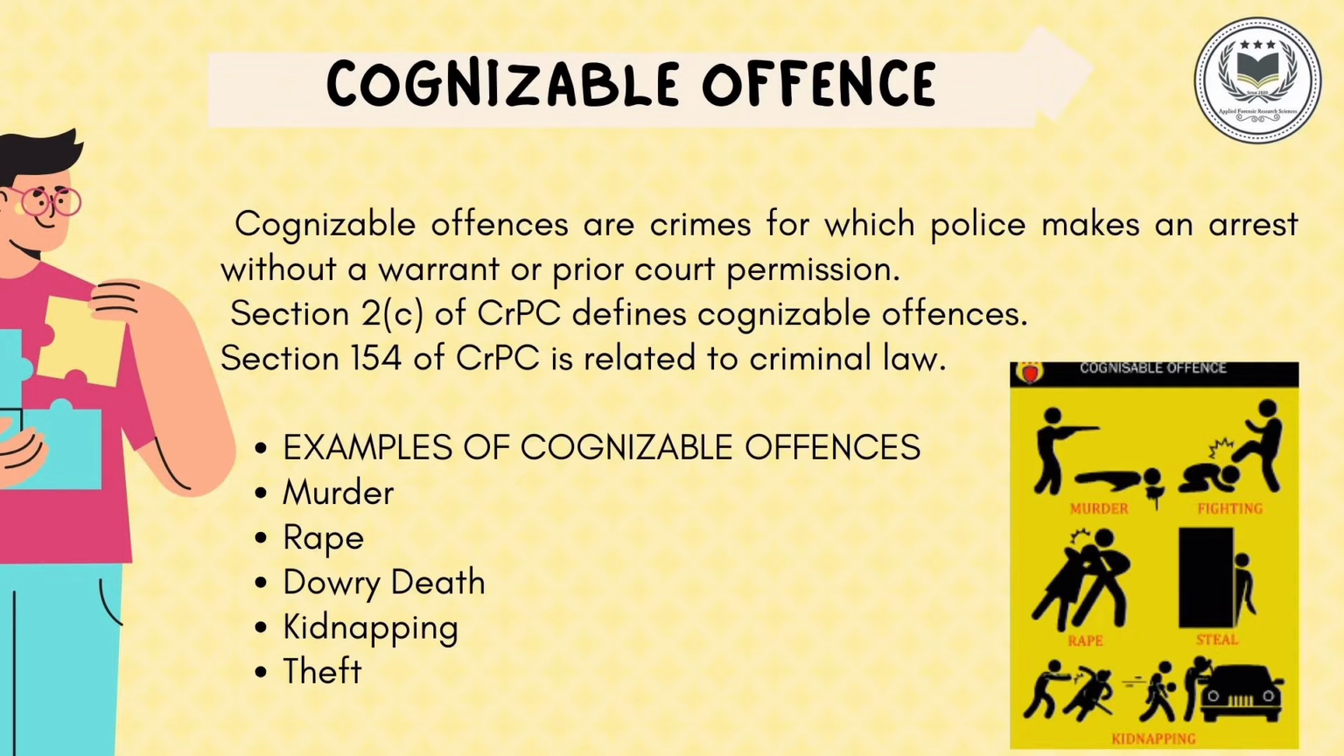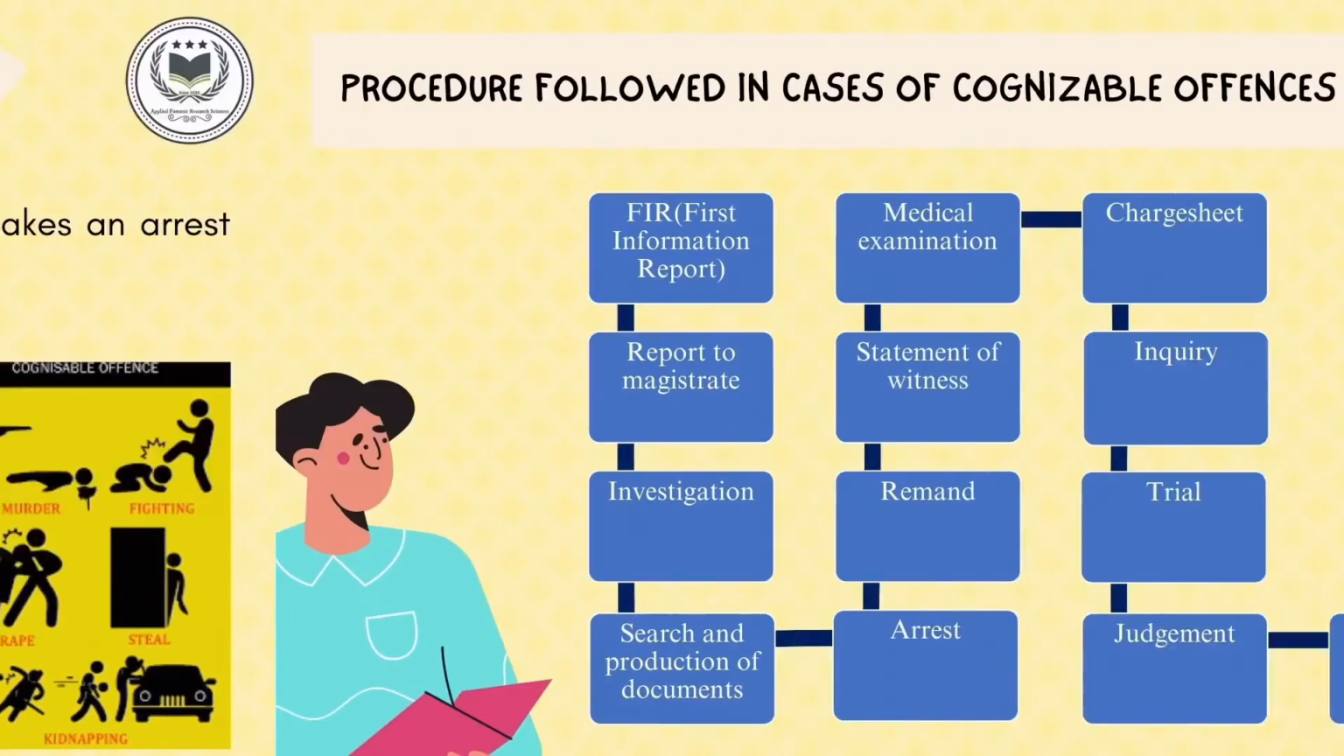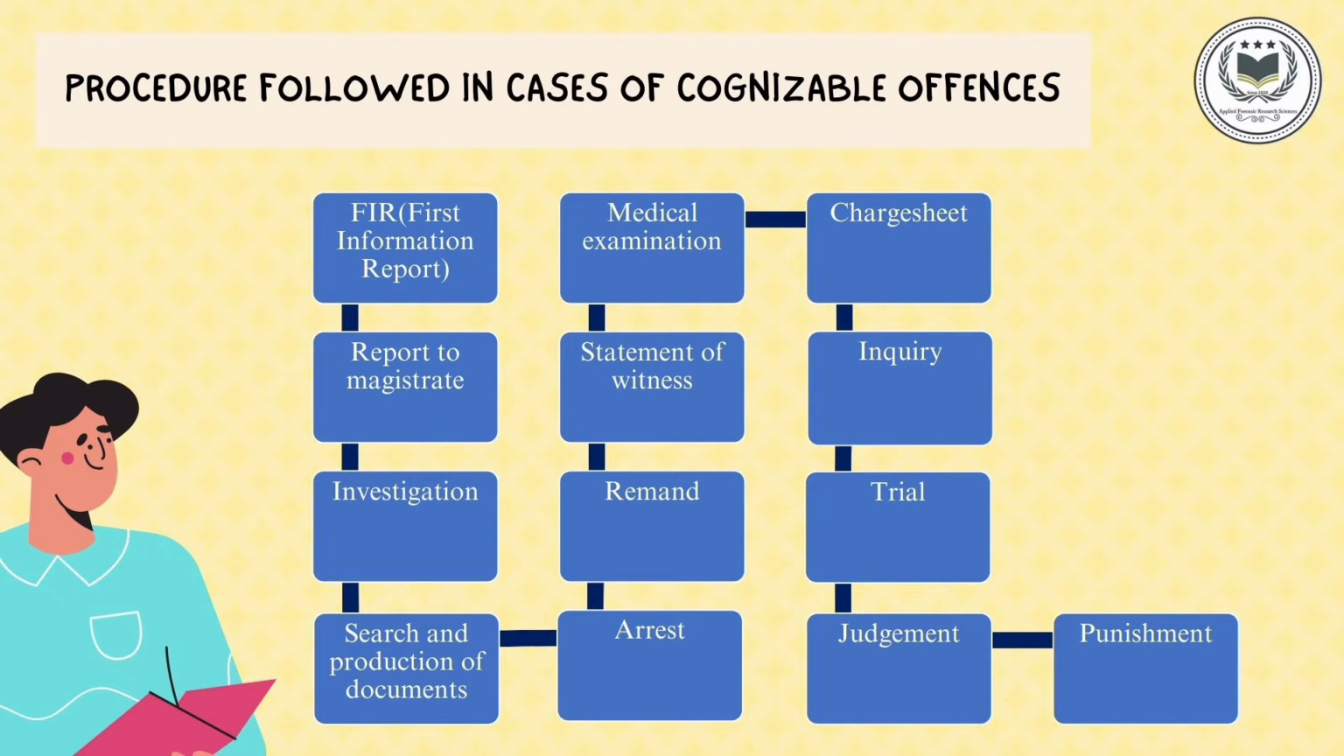What is a cognizable offense? Cognizable offenses are crimes for which the police make an arrest without a warrant or prior permission from the court. When an offense committed is serious and heinous in nature and affects the society at a large scale, then it becomes a cognizable offense. Section 2C of CRPC defines the cognizable offenses, and Section 154 of CRPC is related to the criminal law. Some examples of cognizable offenses are murder, stealing, dowry death, theft, kidnapping, etc.